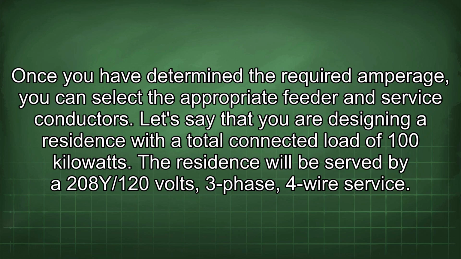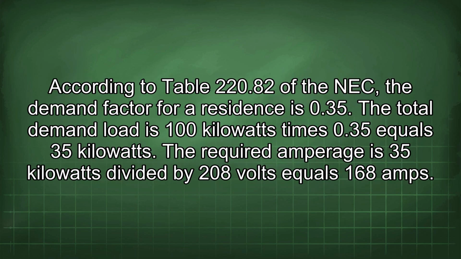Let's say that you are designing a residence with a total connected load of 100 kilowatts. The residence will be served by a 208/120 volts, 3-phase, 4-wire service. According to Table 220.82 of the NEC, the demand factor for a residence is 0.35.